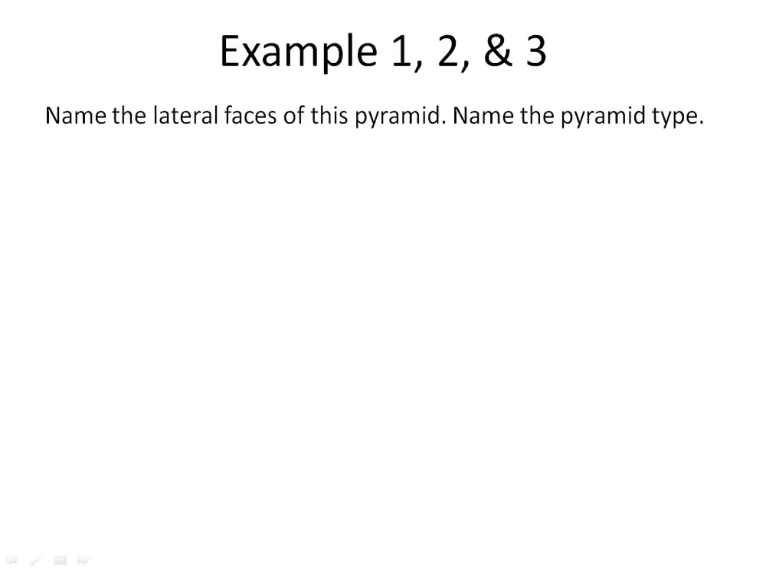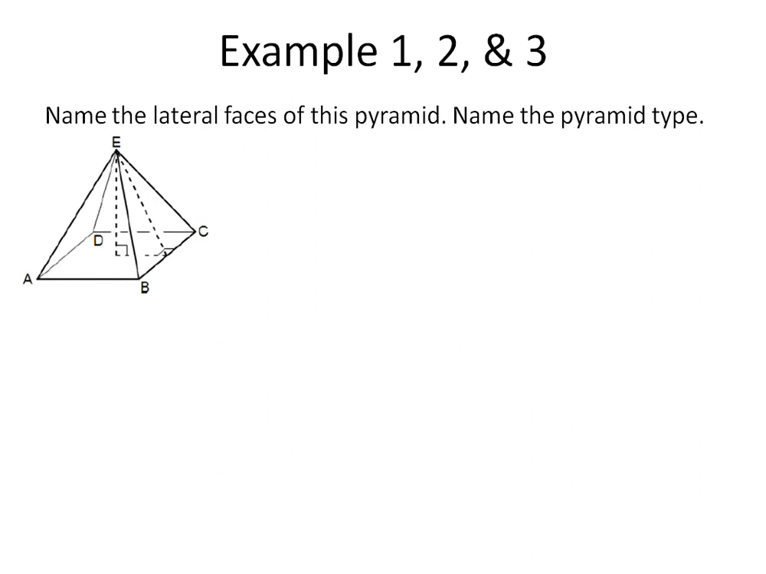Okay, let's move to some examples. So examples 1, 2, and 3 we've got on this one slide. Name the lateral faces of this pyramid. That's the first thing we're going to do. The lateral faces of this pyramid are simply going to be triangles. So those are triangle ABE, triangle BCE, triangle CDE, and triangle ADE.